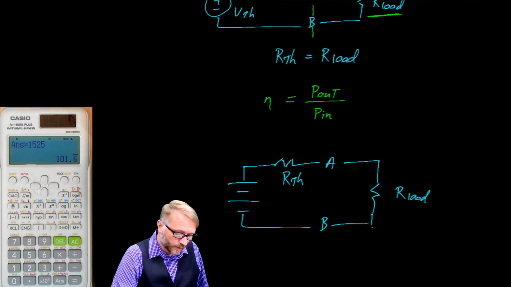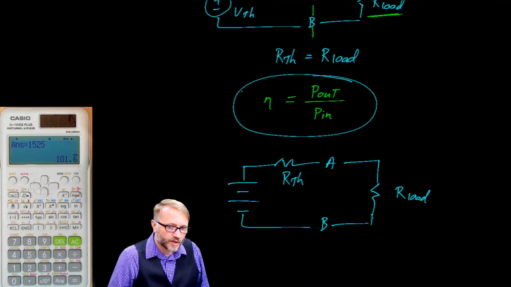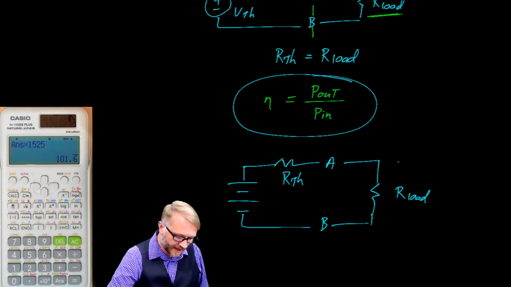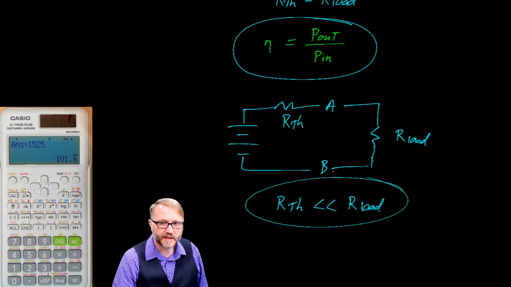Instead, what you want is a circuit that is efficient, which means we try to make R Thevenin, right? We try to make R Thevenin as small as possible, so the Thevenin resistance is much less than the load resistance. That is the condition you need to have an efficient circuit.